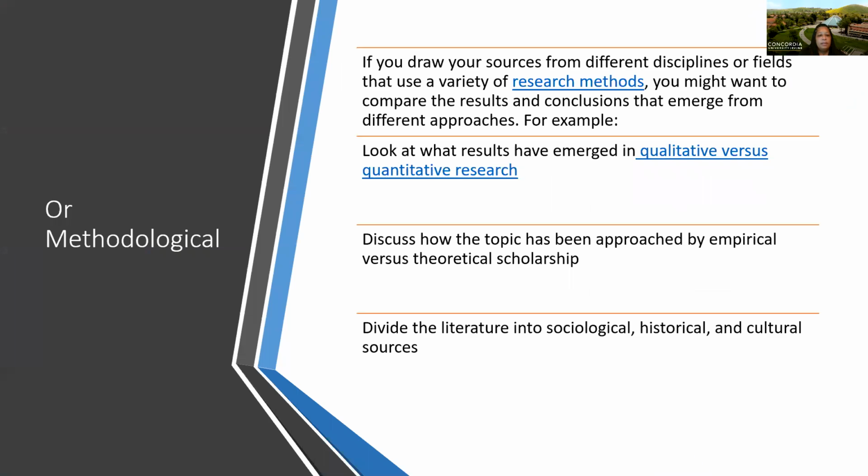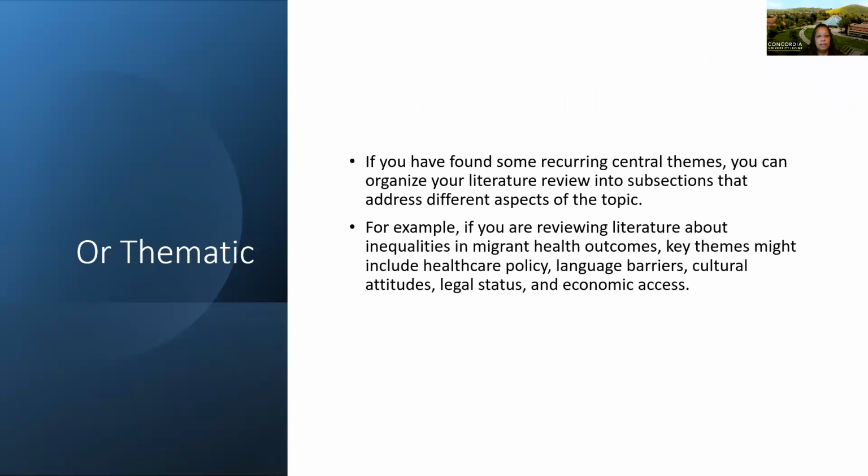The next step is you can use this thematic. You can find some central or reoccurring themes, and you can organize your literature into subsections. Now, this is important because when you organize, we're going to ask that the chapter 2 be put into subsections so that you can see the path in which it takes, and it's organized and it makes sense. And you're going to address the different aspects of the topic.